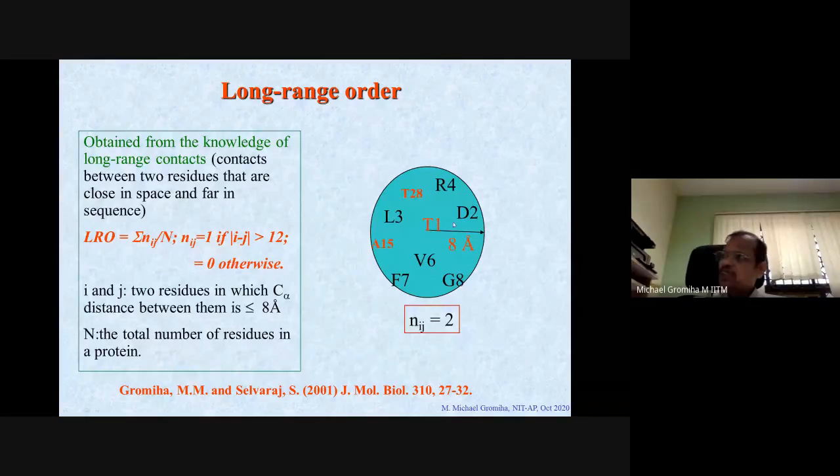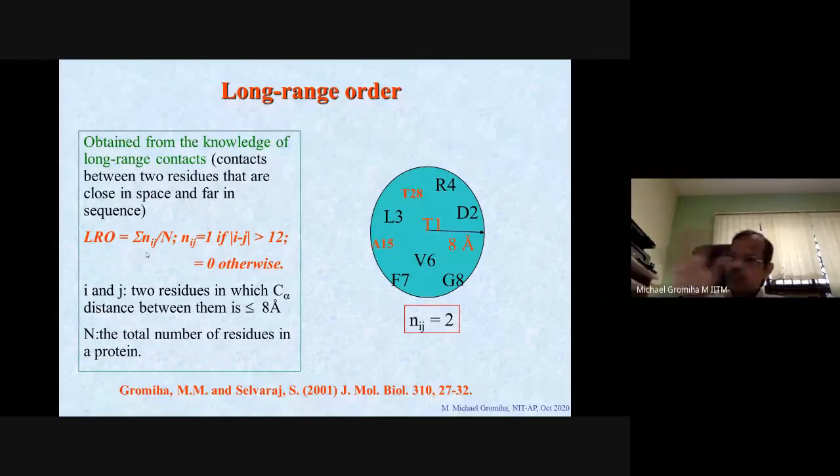The distance between T1 and D2 is 1. Is it more than 12? No. How many contacts have a difference of more than 12? Two cases, because T1 and A15, and T1 and D28 are at a distance of more than 12. So here Nij equals 2. N is the total number of residues in your protein, so it is normalized by N. You can divide it, then you will get the LRO of a particular residue.